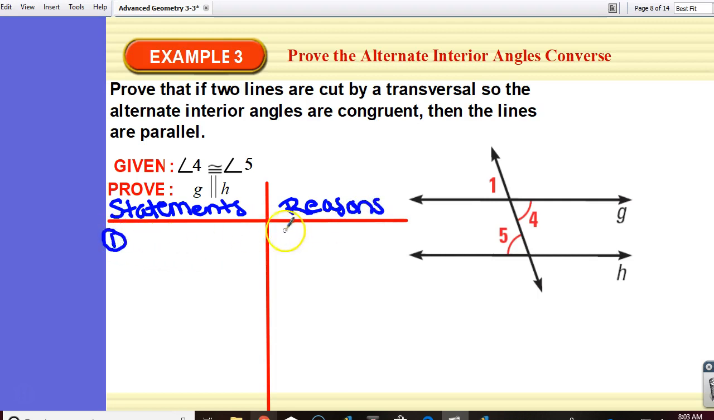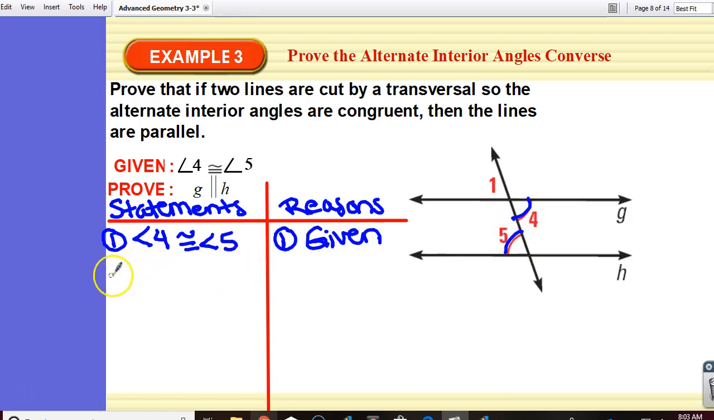Where are we starting? Angle 4 is congruent to angle 5. Why? Okay, so we have 4 is congruent to 5, given. What's next? We can't say, okay, well, therefore they're parallel by the alternate interior angles converse, because that's what we're trying to prove. So we have to prove it with something else.